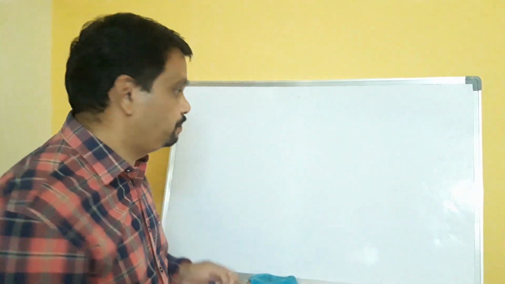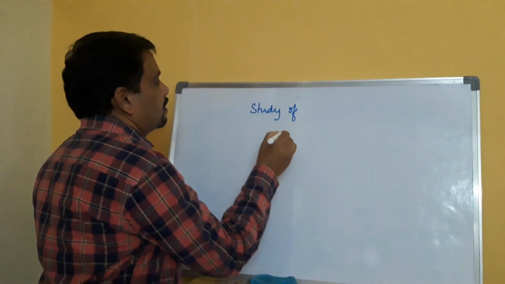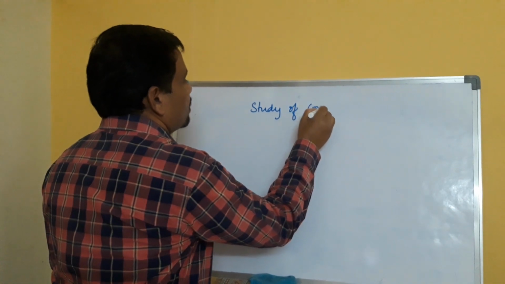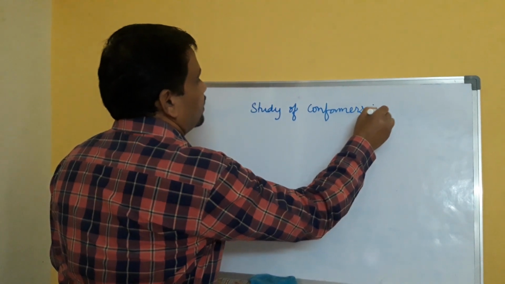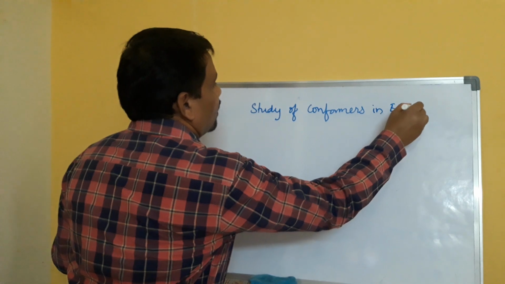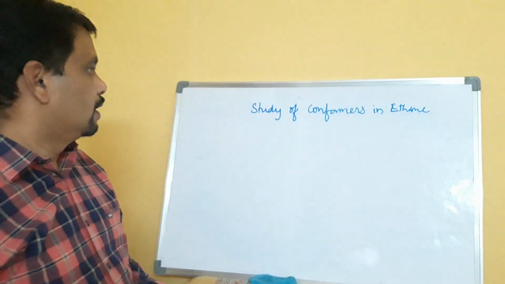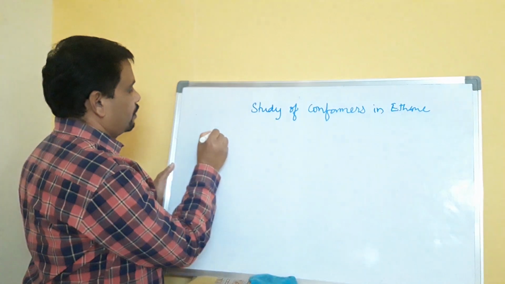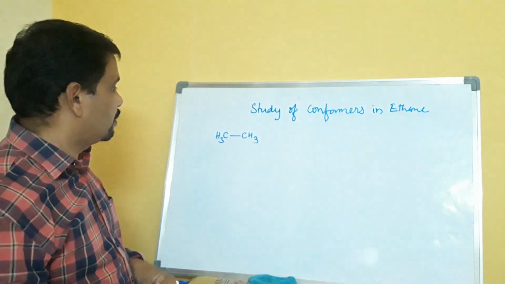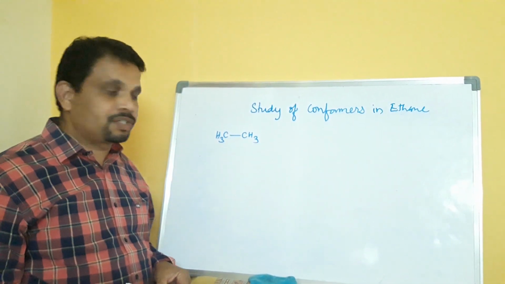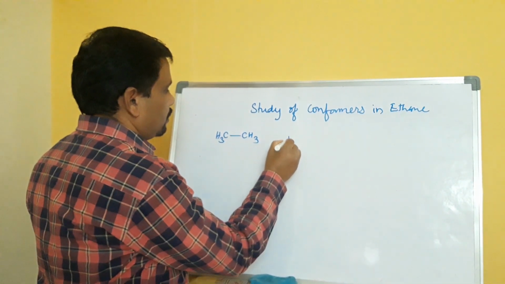Today, I want to teach you the study of conformers in ethane. Study of conformers in ethane. So ethane molecular formula is CH3 and CH3, right? This is the molecular formula, chemical structure of ethane. This you can write like this.